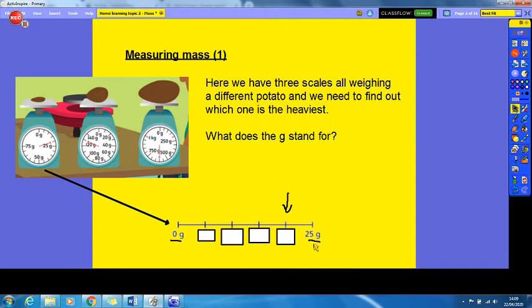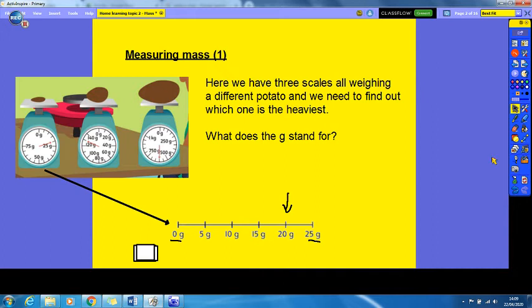No, it's not tens then. Let's try ones. So it's going to be 0, 1, 2, 3, 4, 5. No, it's not ones. I'm going to try fives. So it'll be 0, 5, 10, 15, 20, 25, perfect. So our intervals go up in 5 grams. So we know that our smallest potato weighs 20 grams.